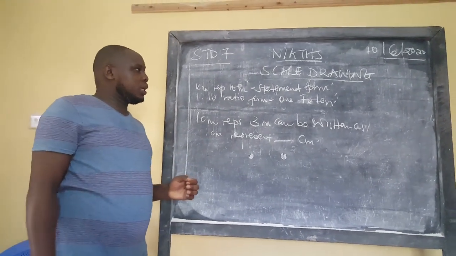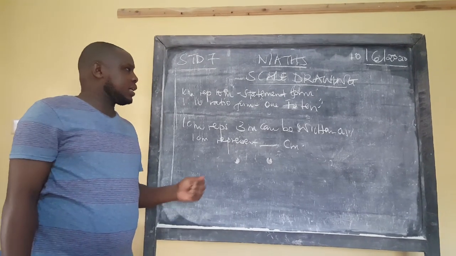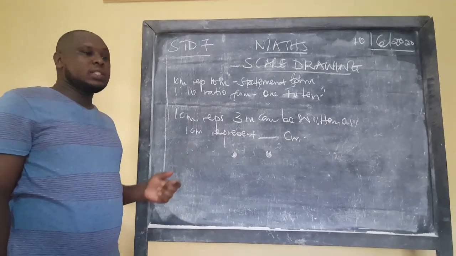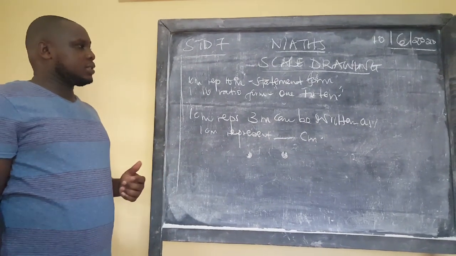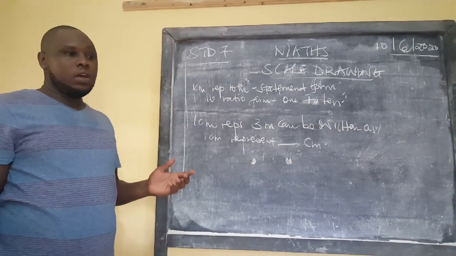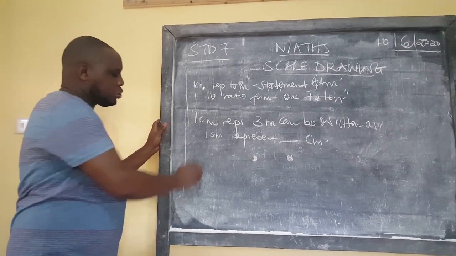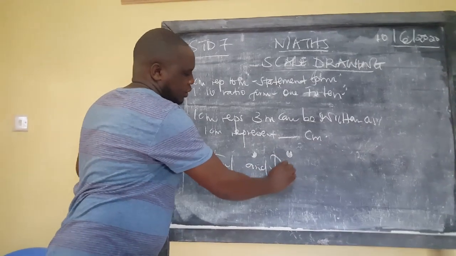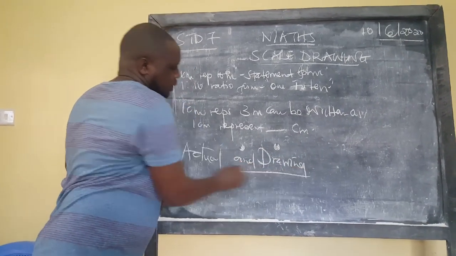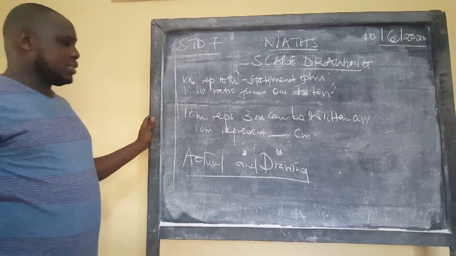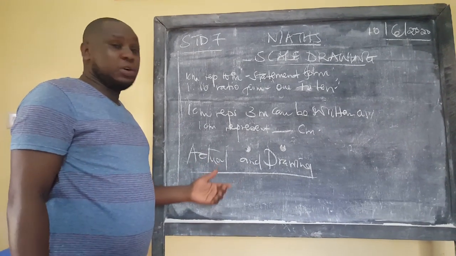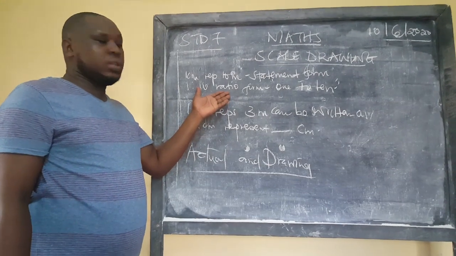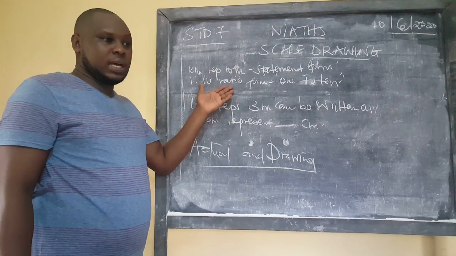As you can see on the board, today we are starting a new topic, and the topic is scale drawing. We did scale drawing, though just a little of it, in class 5, where we looked at what we call actual length and drawing length. All this we did in class 5. In class 6 we also did something small about scale drawing. But now in class 7, we are going to learn both linear and statement scale.